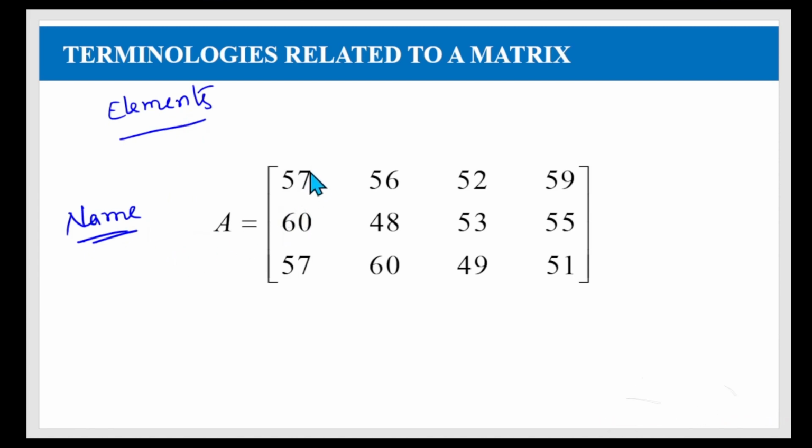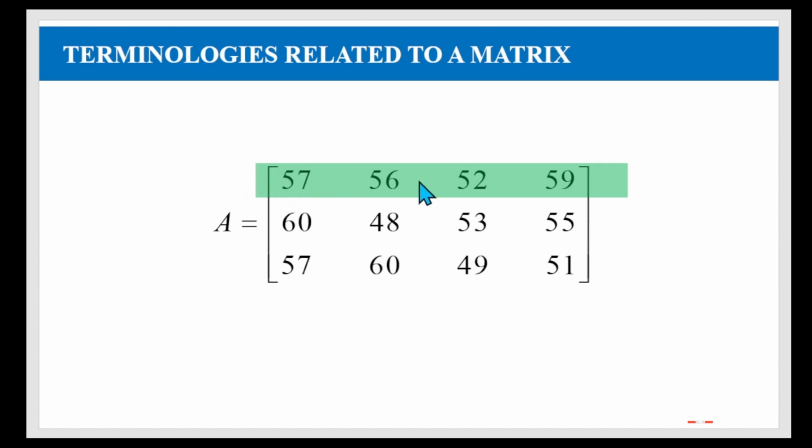Now what are the elements of a matrix? The numbers written inside a matrix are called elements of a matrix. Then next, row. This horizontal arrangement is called a row. Here the first horizontal arrangement is 57, 56, 52, 59. This is called a row. In particular, this is called the first row.